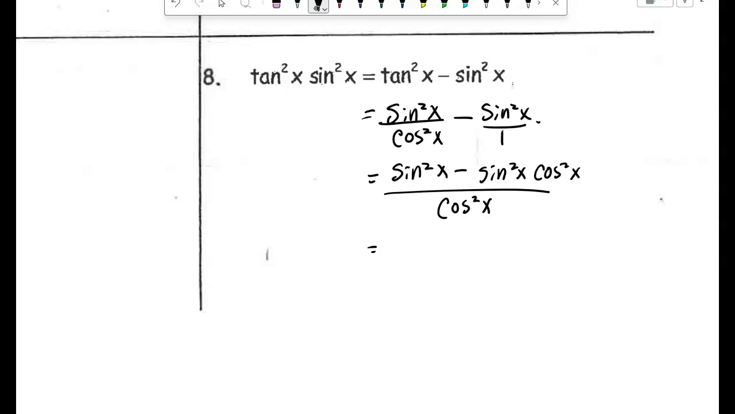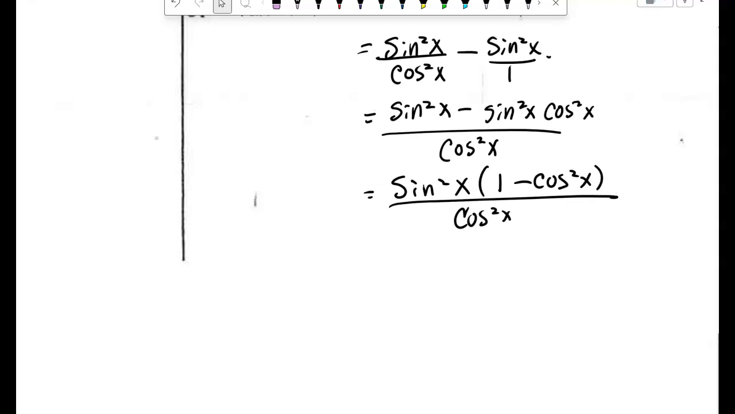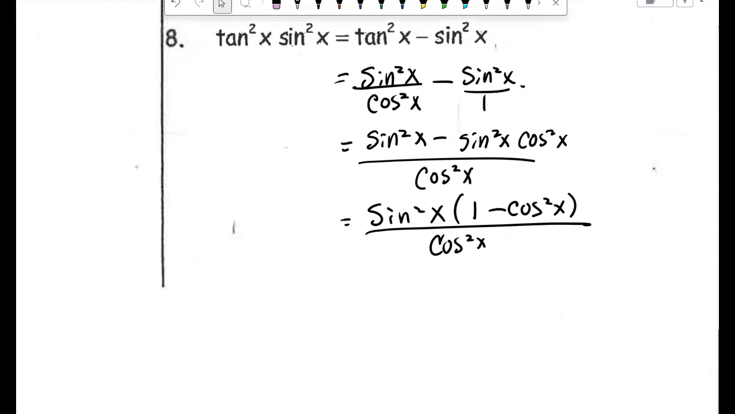What do we got? Don't we have a sine squared x times what? Minus cosine squared x. That's all over what? This is actually, you guys are so good. This is going so well. I don't know if any of you realize how close you are to getting this right.